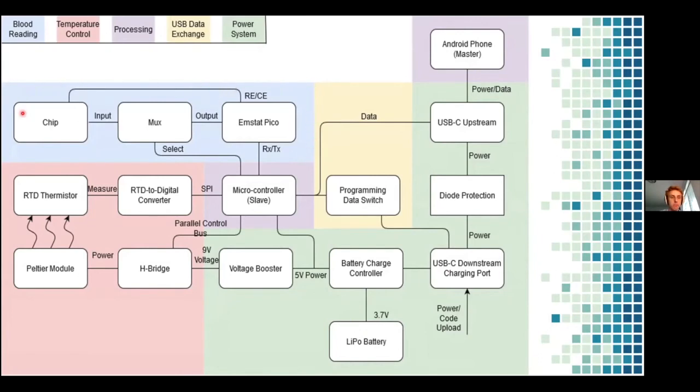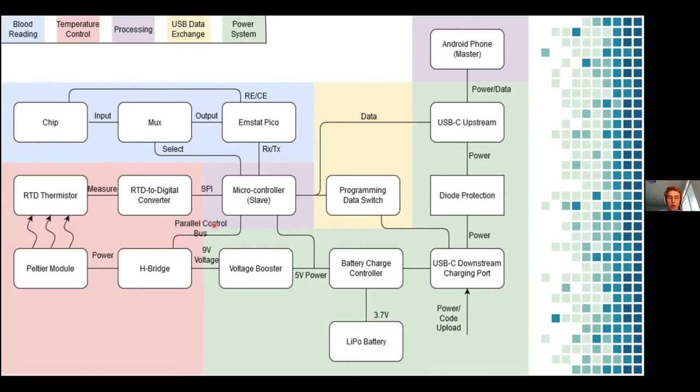We have our Pico connected to the blood chip. And the bottom left, we have our temperature control system where this loop is constantly going, where we have the Peltier going to the thermistor and the digital amplifier. All of this is then controlled by the PID.